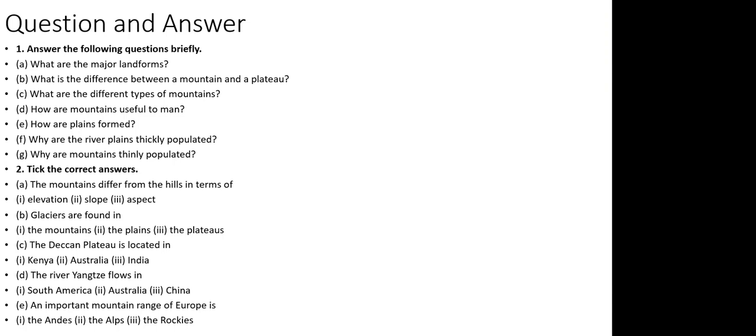Why are mountains thinly populated? The answer is that mountains are not very level land, and not suitable for agriculture or for settlement. So it is very difficult to live there, and that is why the population is very low. Yes, and the climate is also not good, it is harsh. Harsh climate, right.